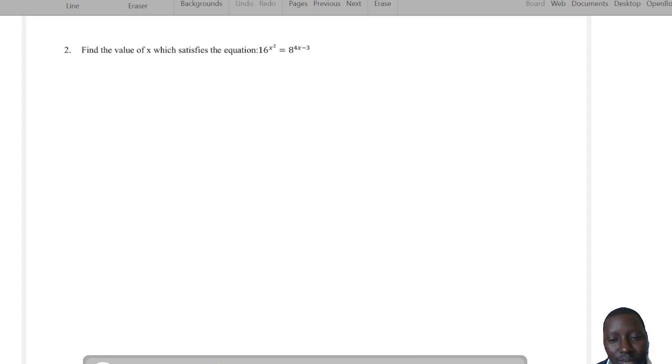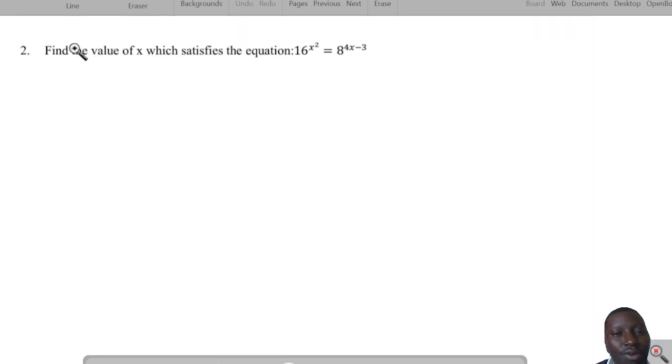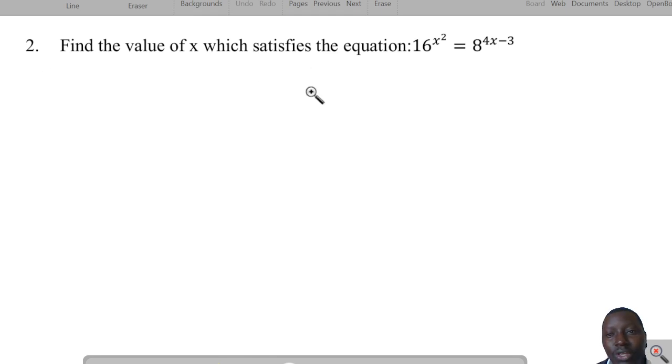And class, question number 2 requires once again that we should be able to find the value of x. From the way the question is, we have 16 to the power of x squared equals 8 to the power of 4x minus 3.